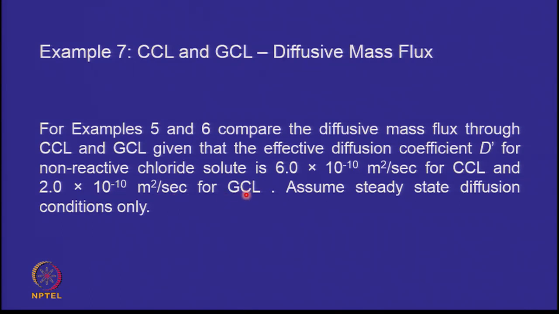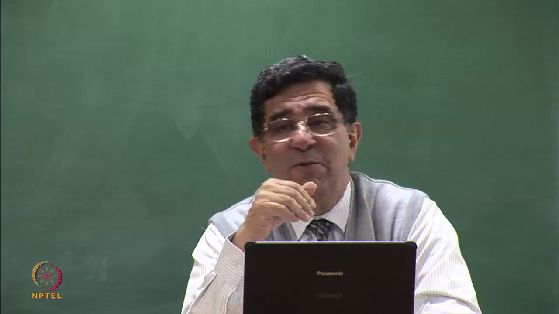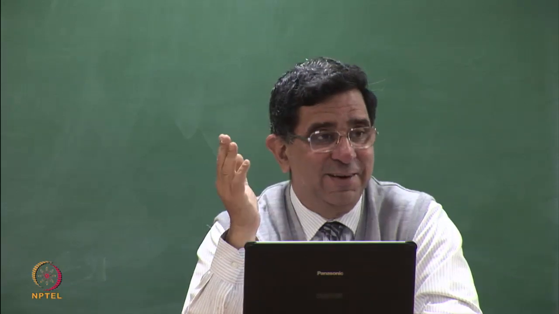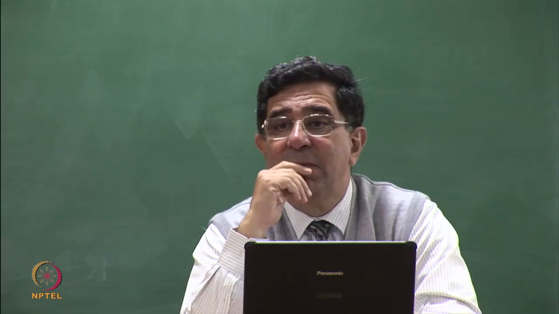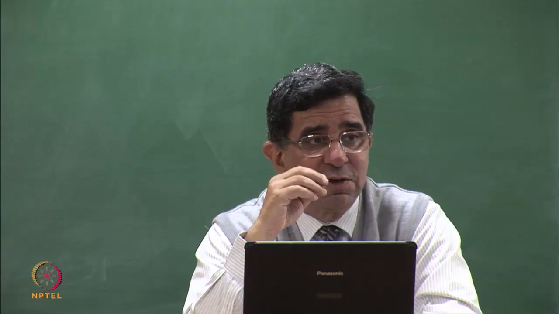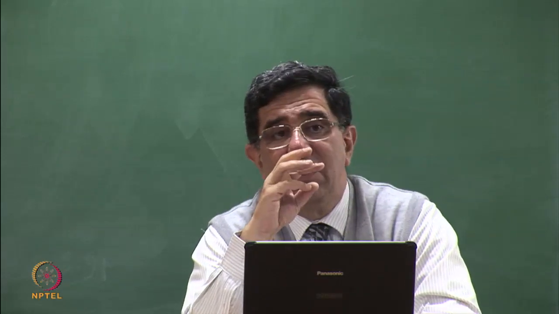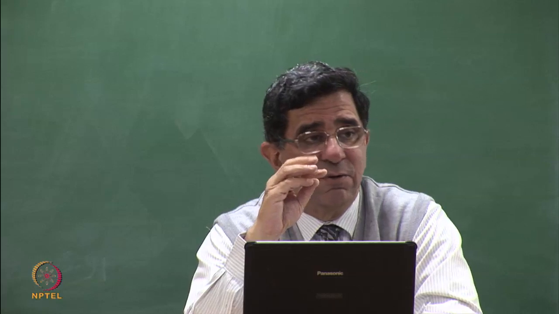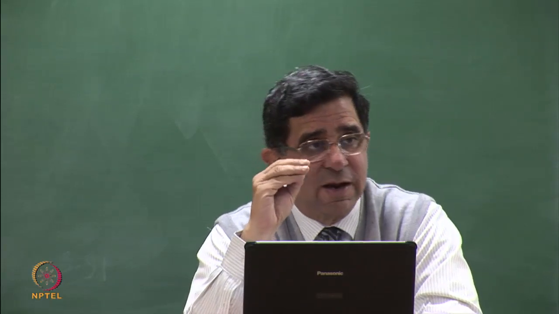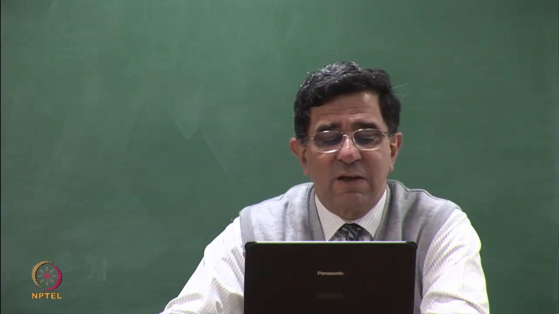Please note, permeabilities can vary by 100 times or 1,000 times: 10 to the power of minus 7, 10 to the power of minus 9, 10 to the power of minus 13, right? But diffusion coefficients within the soil will vary not more than an order of magnitude: 2, 4, 6, 8. So here it is 6 and here it is 2.